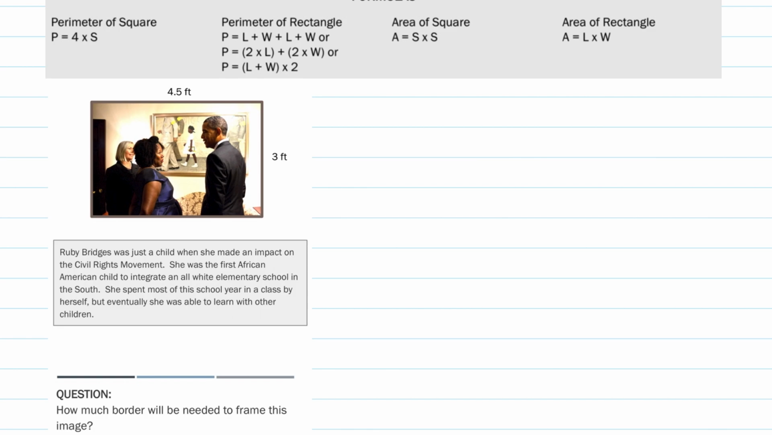Did you notice a key word or phrase in this question? Did you notice border and frame? Okay, again, looking at the outside, that is perimeter. So we do not need to look at those area equations. We're solely going to focus on our perimeter equations.